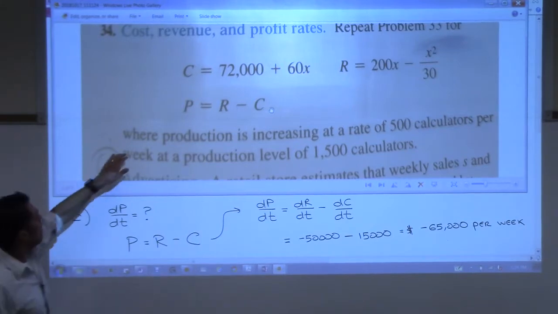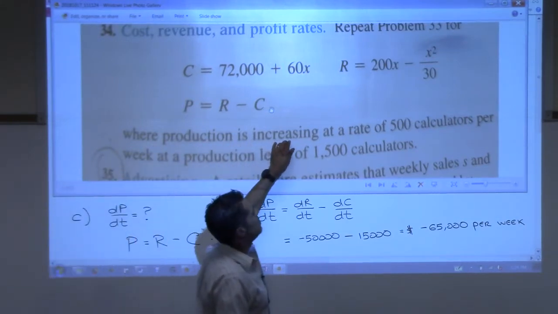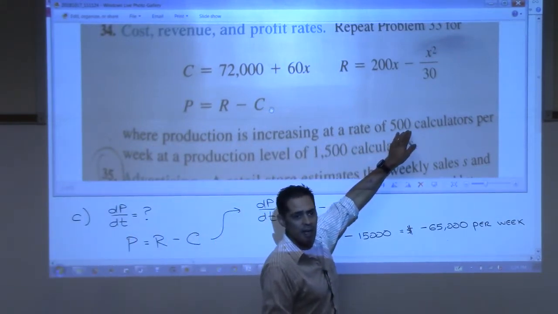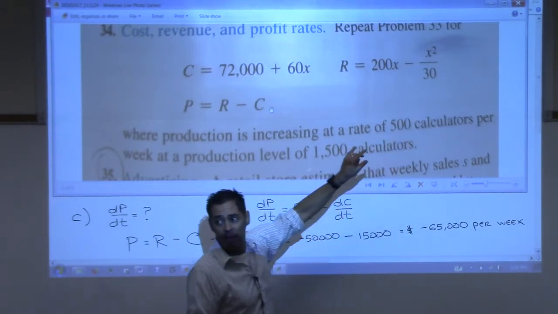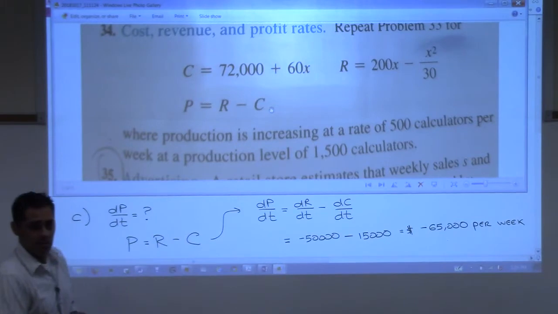What if this said where production is decreasing at a rate of 500? What if it said that? You would use a negative 500. Y'all catch that? If that said decreasing, right there, then dx dt would be negative 500, not positive 500.